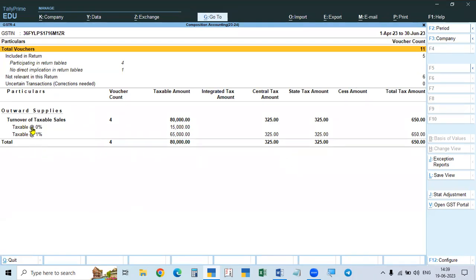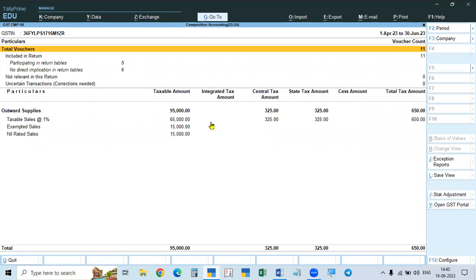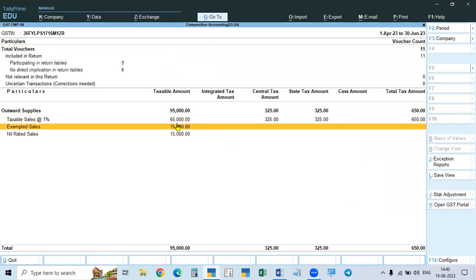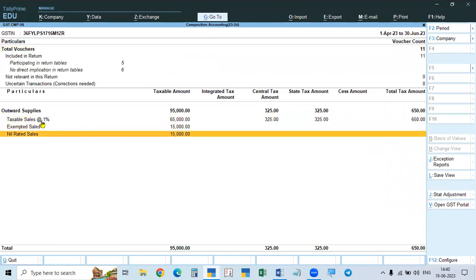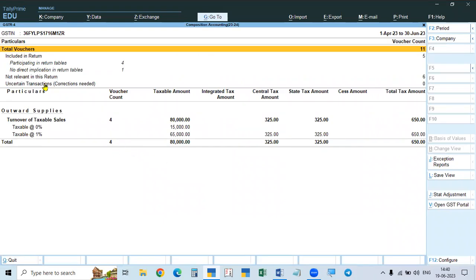Okay. So here, see in this GSTR 4, taxable 0% nil rated is shown, and taxable 1% is shown. Only these two are shown. Actually, in this one, we made 5 entries for the sales, 3 in this and 1 plus 1. But in the CMP 04, only 4 are shown. No direct implication on return tables, because in the tables, this one is not applicable.